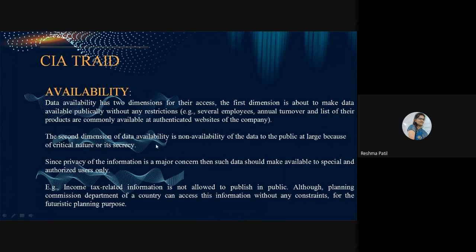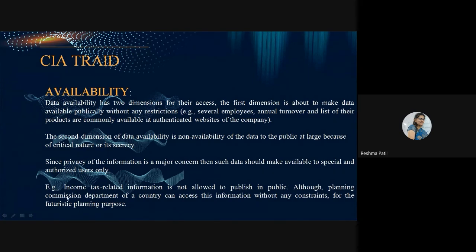Data is confidential means only an authorized person can access that data. Since privacy of information is a major concern, such data should be made available to special and authorized users only. That means the owner of the organization can access this data, then another authorized person, the admin. They can access that. For example, income tax related information is not allowed to be published in public.